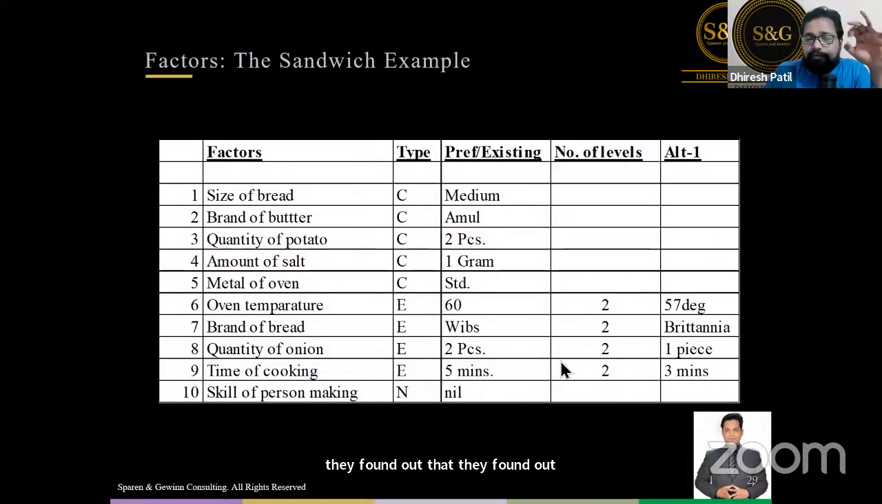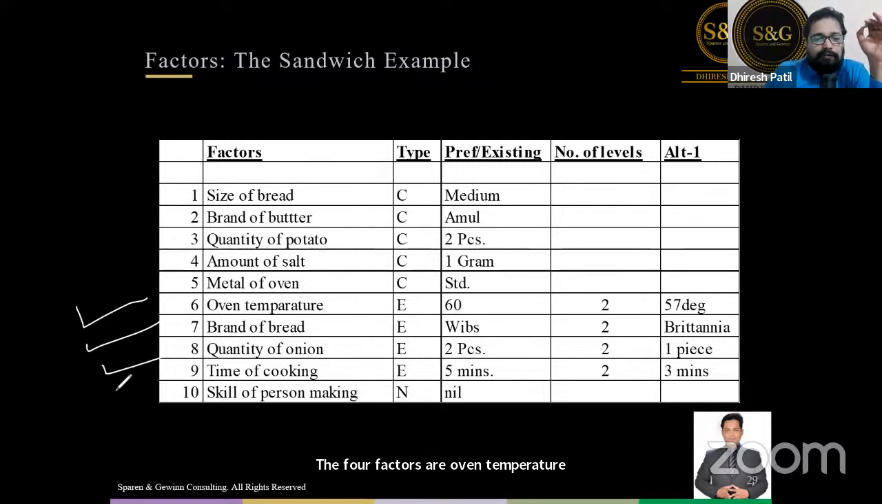these are the 4 factors which are very critical. What are those 4 factors? The 4 factors are oven temperature, brand of bread, quantity of onion, and time of cooking. They have decided 4 factors. Not 3, but 4 this time. And for every critical factor, which is an experimental factor, they have decided the levels. For example, oven temperature, the higher level will be 60. The lower level will be 57.